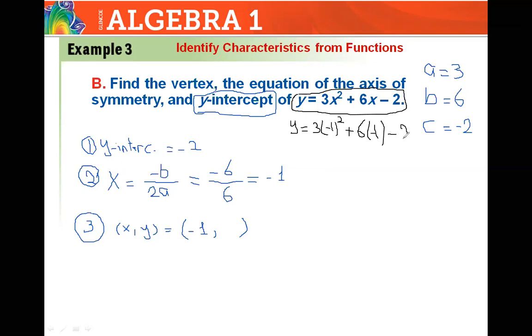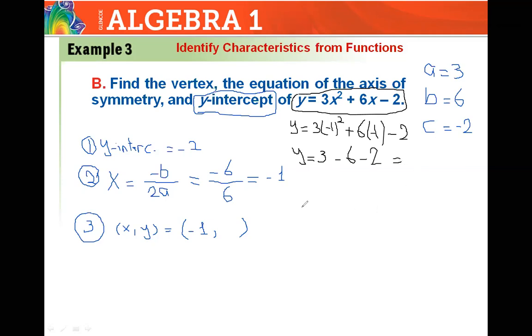Can you calculate with me? Negative 1 squared, we can't do it yet, we finish the bracket first. Negative 1 squared: if the power is even, it eats the negative sign, so it's 1. 1 times 3 equals 3. Then 6 times negative 1 is negative 6. And then minus 2, negative 2.